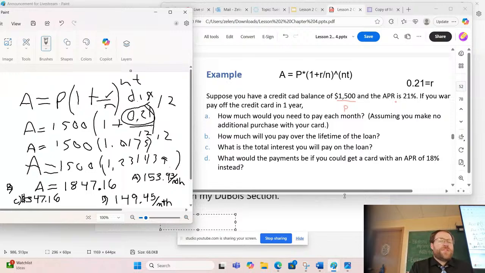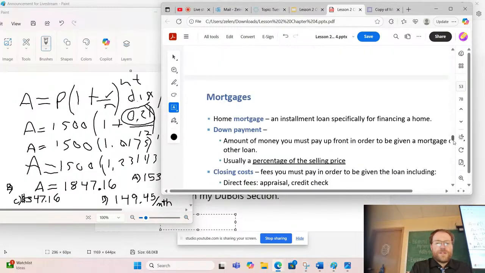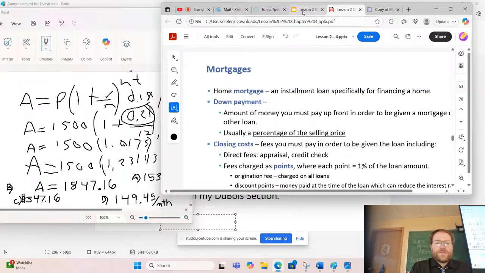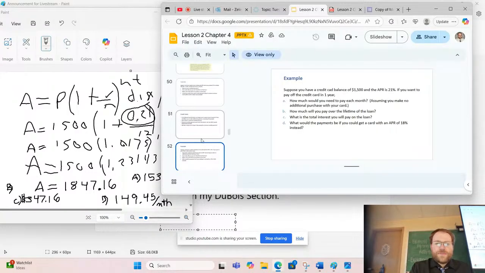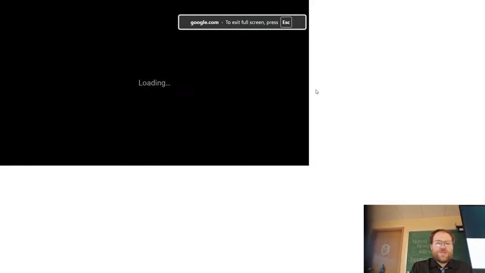Any questions on that example? Okay. So I will go back to the slideshow here.